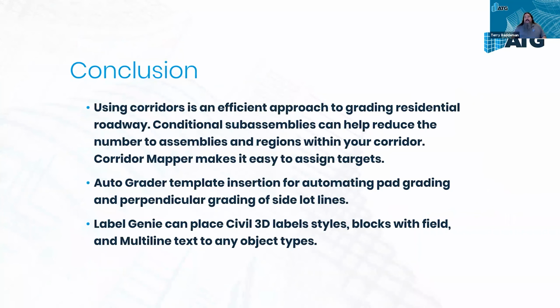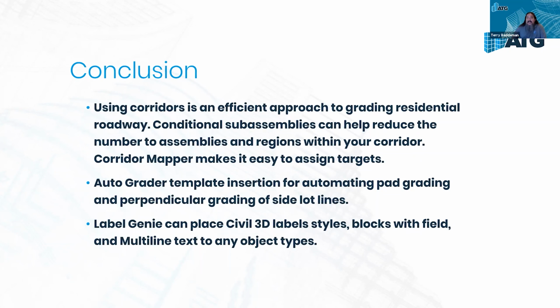All right, so in conclusion, using corridors is an efficient approach for grading residential sites and roadways. Conditional statements reduce the amount of regions and assemblies that you might generate for each of these objects. Corridormapper is a great tool to target those. You don't have to go through the interface, click 3 times to go to the properties, go to targets, select a line, and so on, 1 line per driveway. With Corridormapper, you can easily apply those targets. You can remove those targets with the corridor cleanup, and it'll remove all those targets as well.